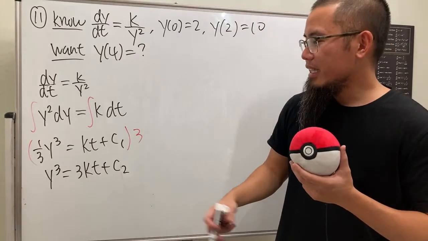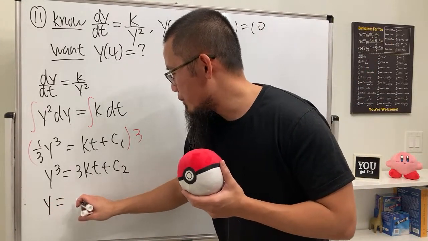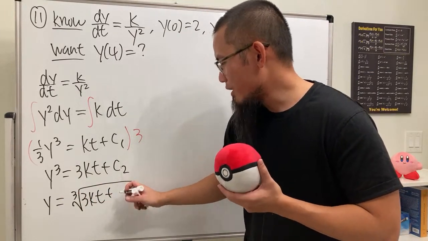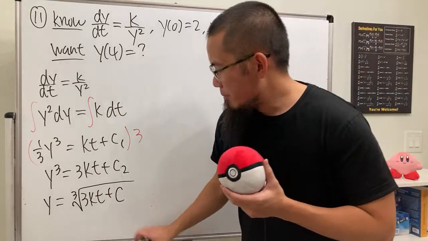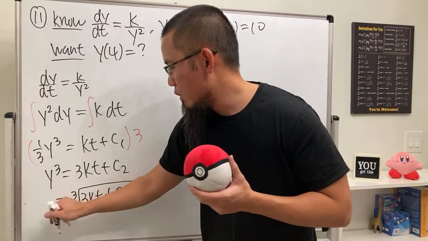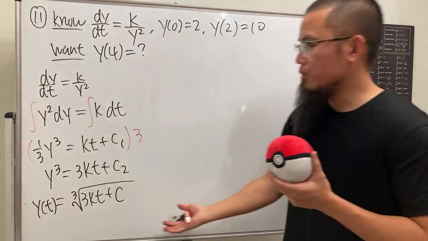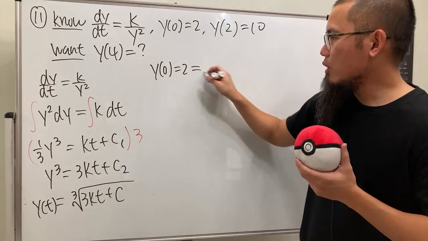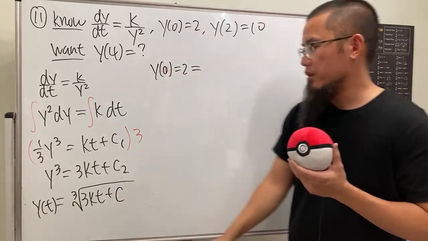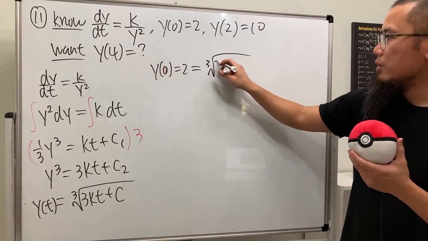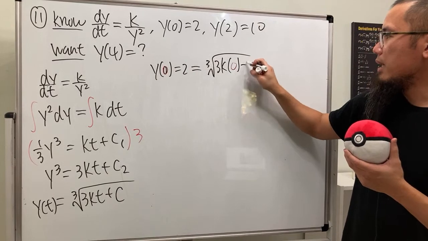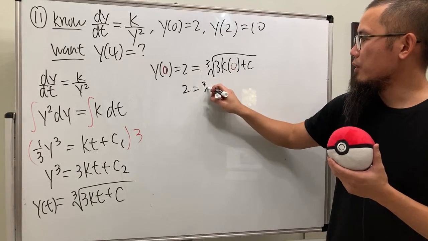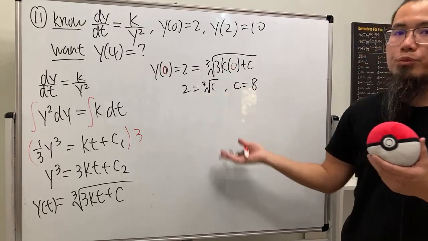If you want to get y by itself, y is equal to the cube root of 3kt plus c, and we're done, so we'll just label this as c. Because we're all done, I would like to write this as y as a function of t is equal to this. Now we know y(0) is equal to 2. So we put 0 into t, and we get the cube root of 3k times 0 plus c. That's just 0. Then we get 2 is equal to the cube root of c, so c is equal to 8 after you cube both sides.